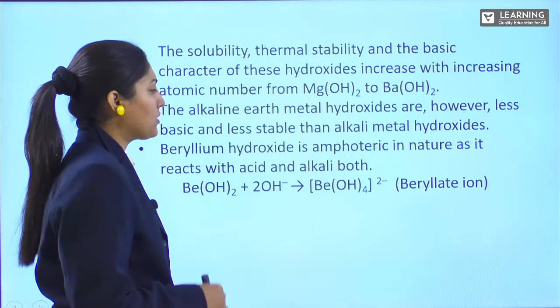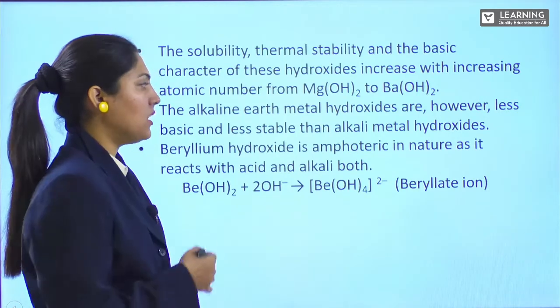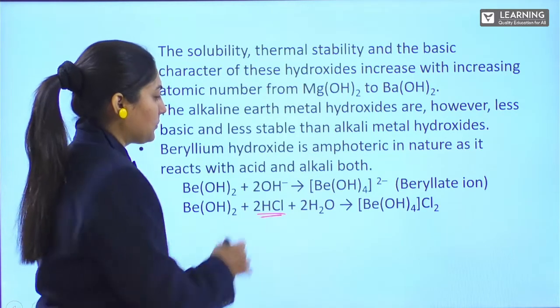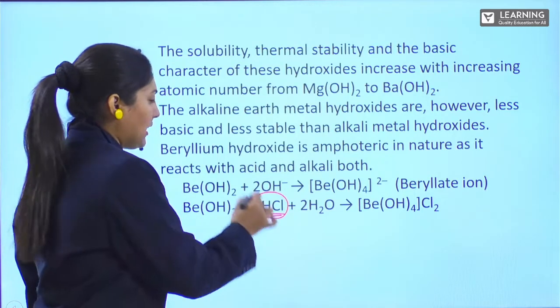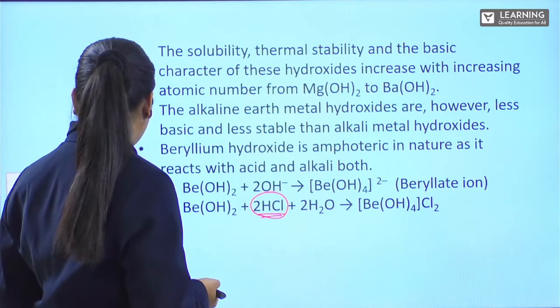So beryllium hydroxide, when we have the basic medium, what happens? It forms the beryllate ion. Whereas if you are taking HCl, which is an acid, when beryllium hydroxide reacts with acid, what do we get? We get a complex. Getting good.